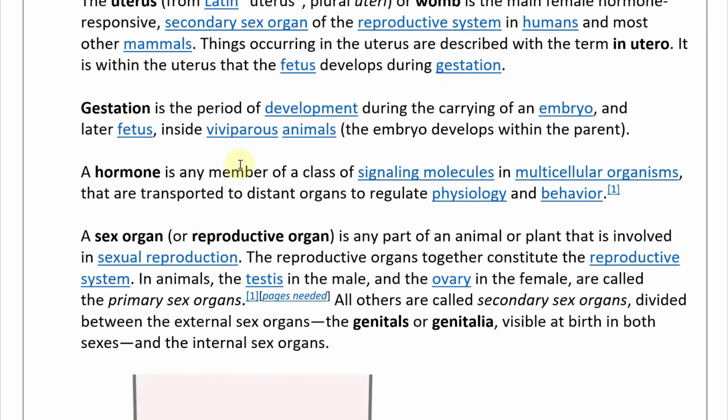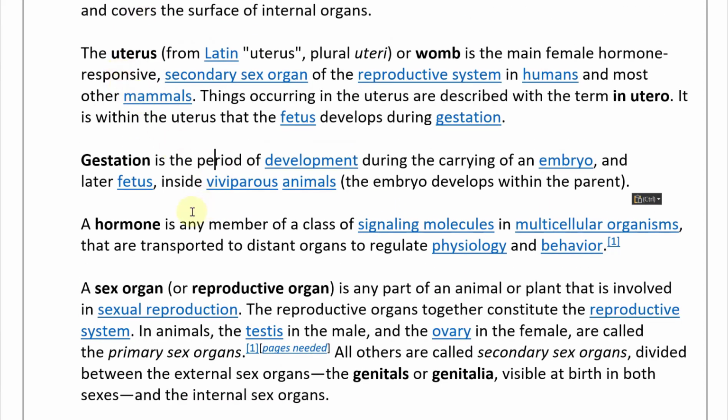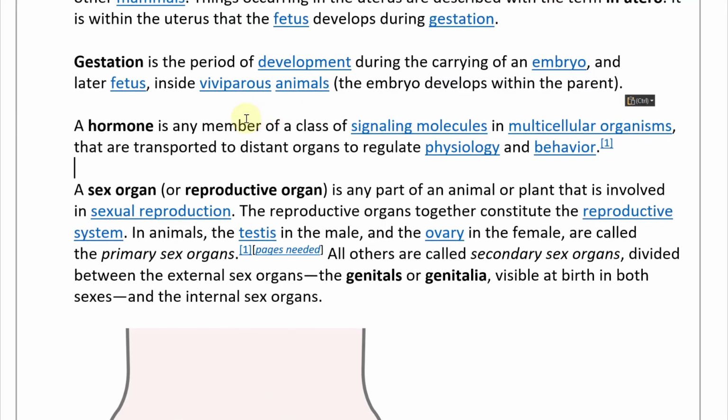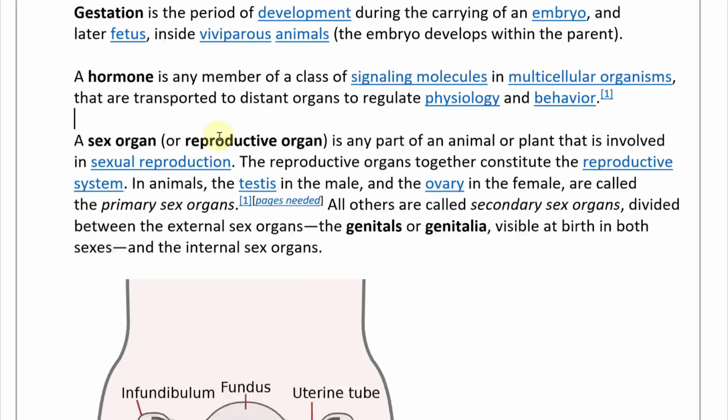So going further, a uterus is hormone responsive. A hormone is any member of a class of signaling molecules in multicellular organisms that are transported to distant organs to regulate physiology and behavior, where physiology is the functions and mechanisms of the organism, including how cells, organs, etc. carry out chemical and physical functions. All right, let's go further.